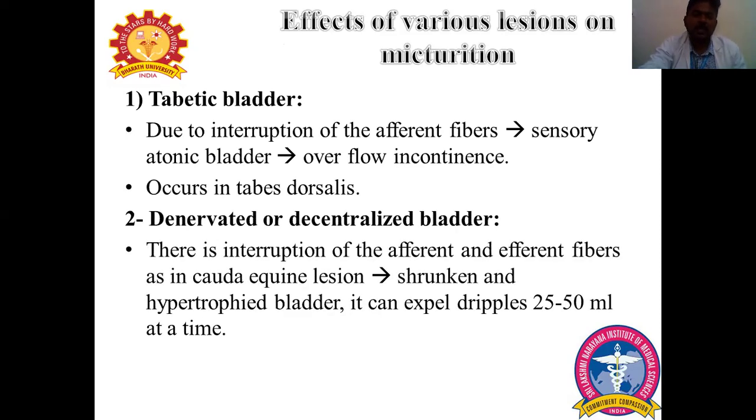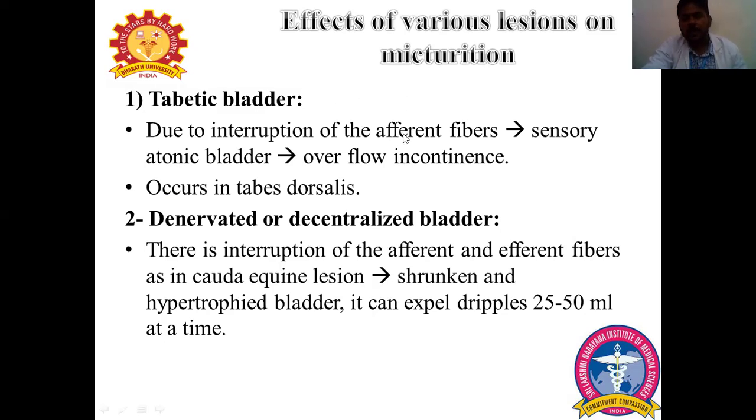So one is diabetic bladder. It is also called an atonic bladder. Okay, what will happen here is the afferent pelvic nerves are damaged. Afferent pelvic nerves are damaged due to some disease called tabes dorsalis. Tabes dorsalis is a tertiary syphilis which mainly affects the sensory nerves.